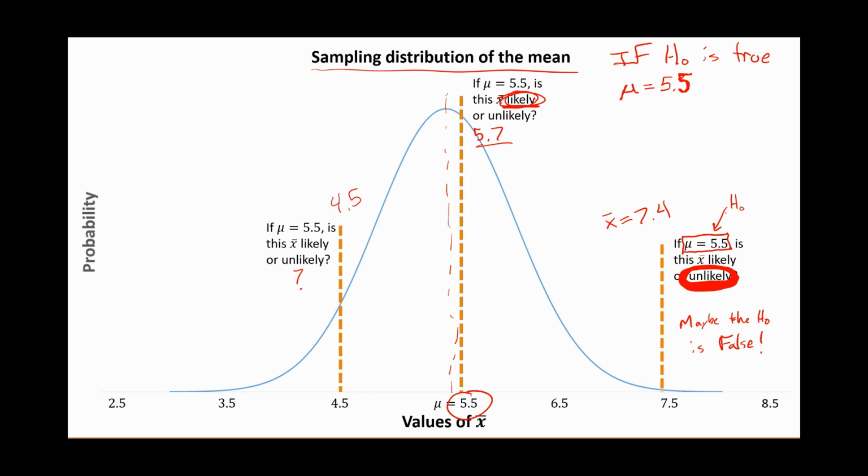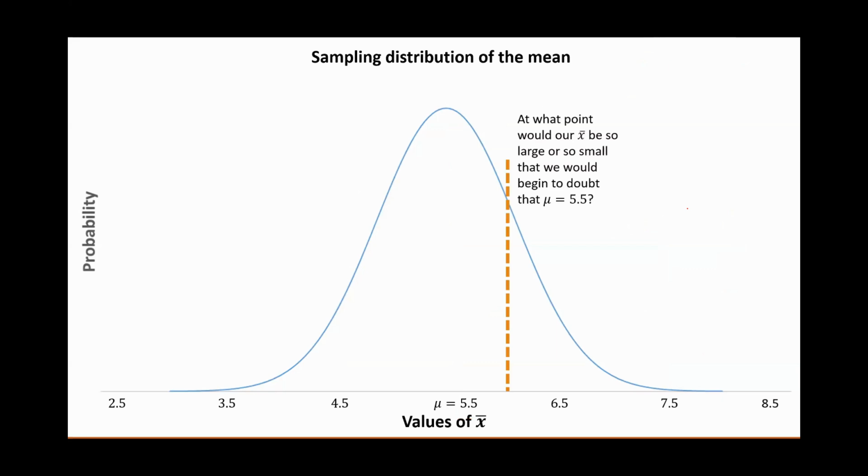But if our sample mean is really far away, if it's way up here, if our sample mean is super unlikely under the scenario that mu is equal to 5.5, under the scenario that our null hypothesis is true, then we might begin to ask ourselves, huh, that's pretty unlikely. Maybe the null isn't true. Maybe the null is false. That is the intuition behind hypothesis testing.